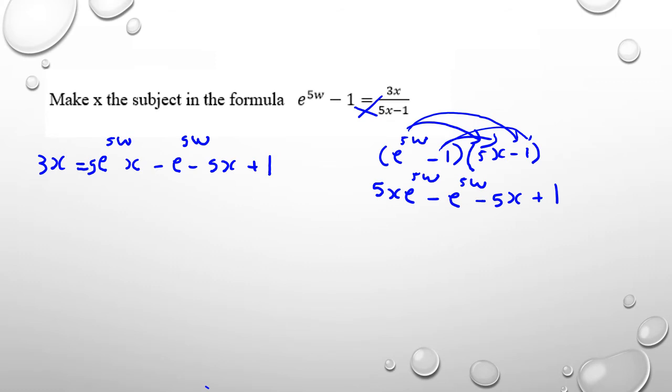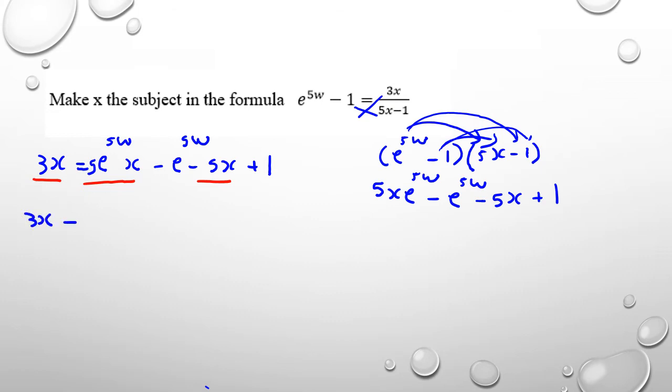Now, because I want to rearrange making x the subject of the formula, I will have to have all the terms that have x's on one side of the equation. So this one, and this one here, need to be on one side of the equation. So I'm going to keep the 3 on this side.